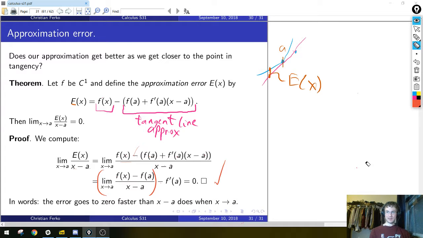Okay, last slide. So that's everything. Thoughts on this approximation error or any other stuff?